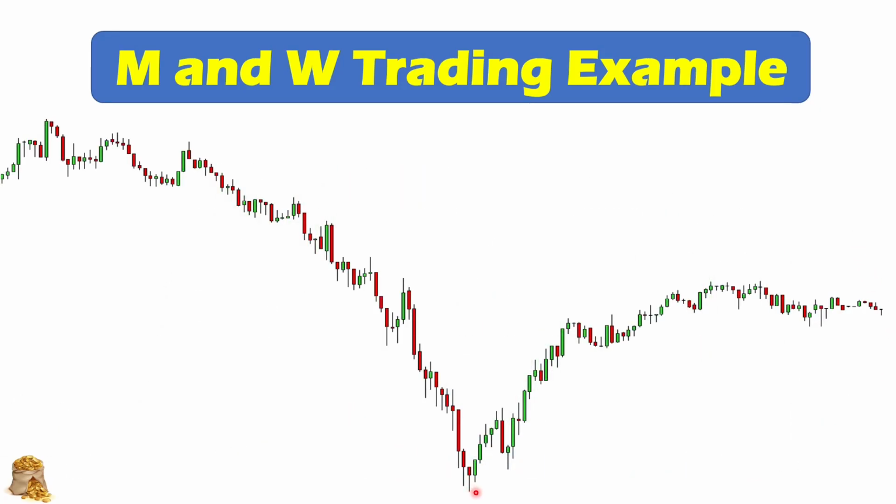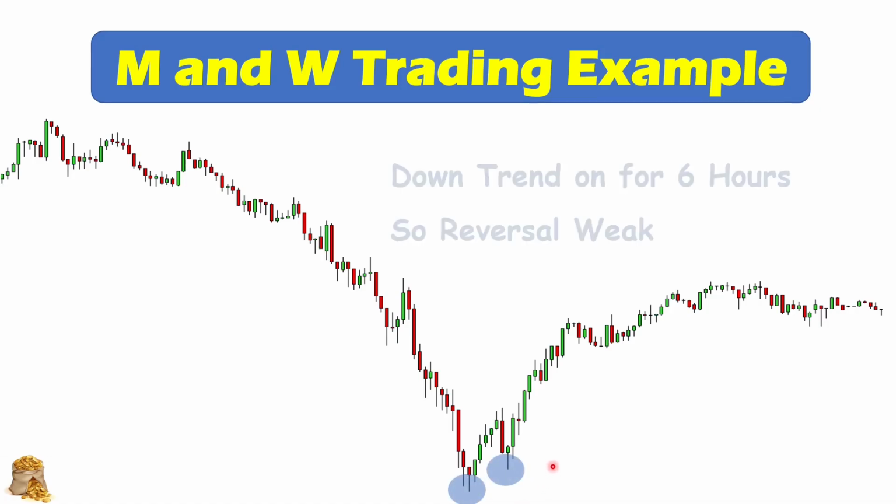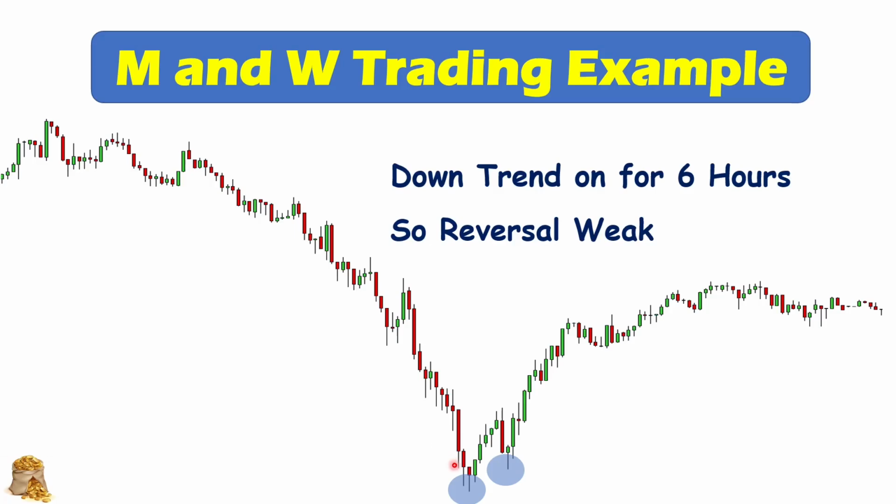In this example, we can see there is a double bottom here. However, one thing about this chart is that the previous downtrend has been going on for 6 hours. That's why when you trade the reversal pattern here, you're not expecting the market will go up much further.